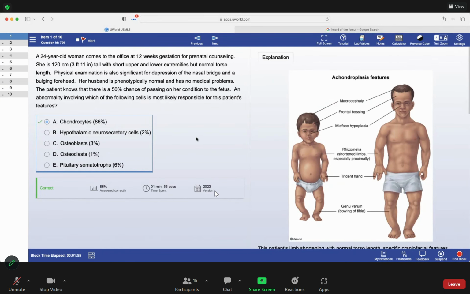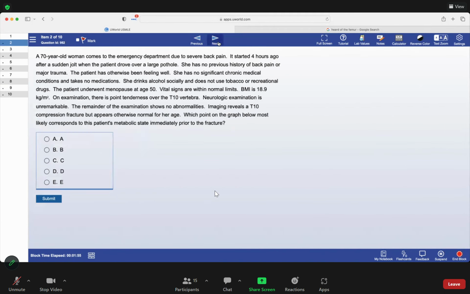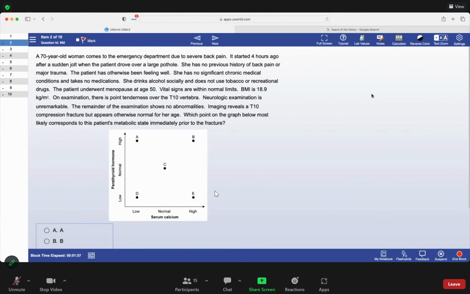All right. Look at that. You guys better get that right. Don't jump and answer C, read it properly. They could be checking primary hyperparathyroidism.